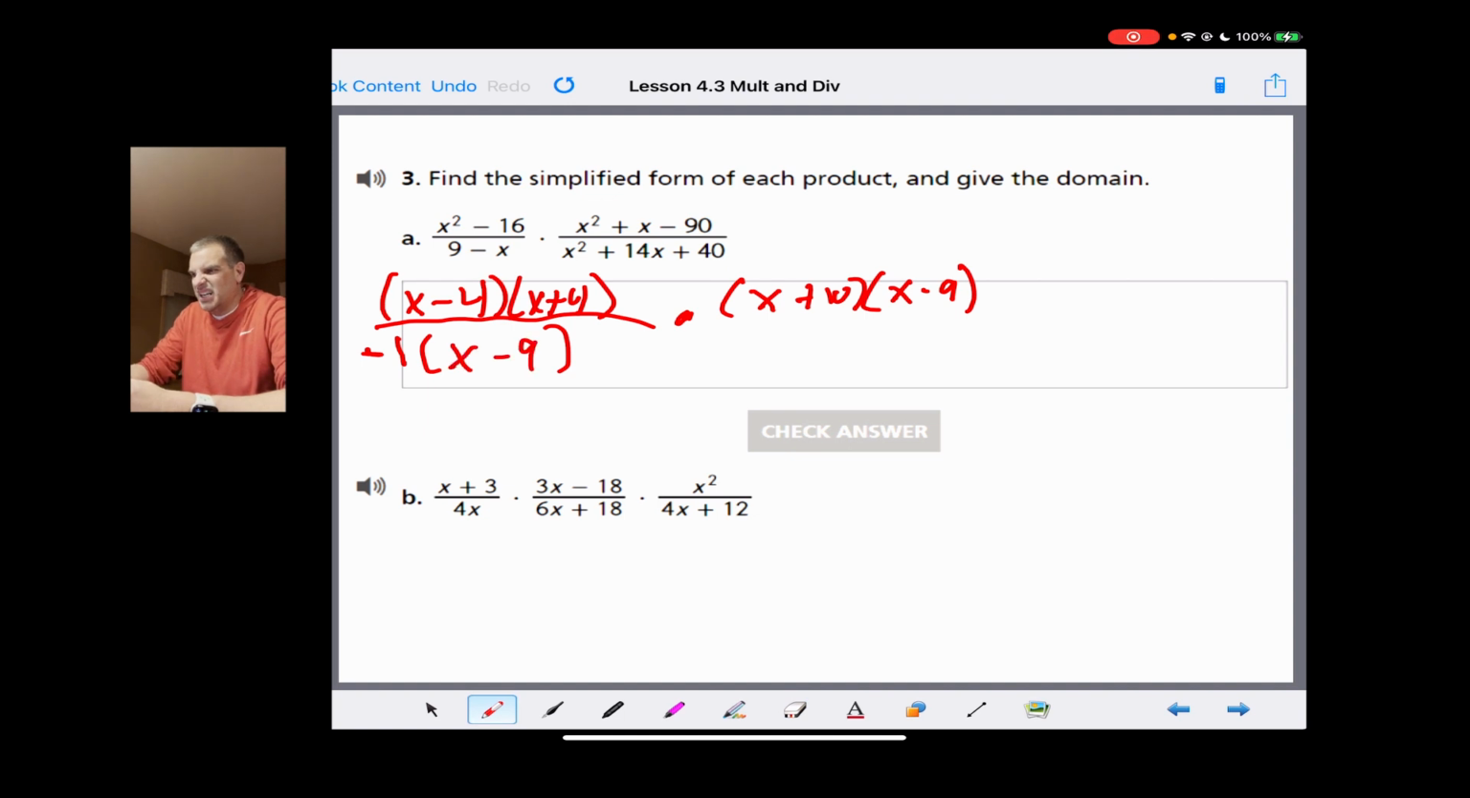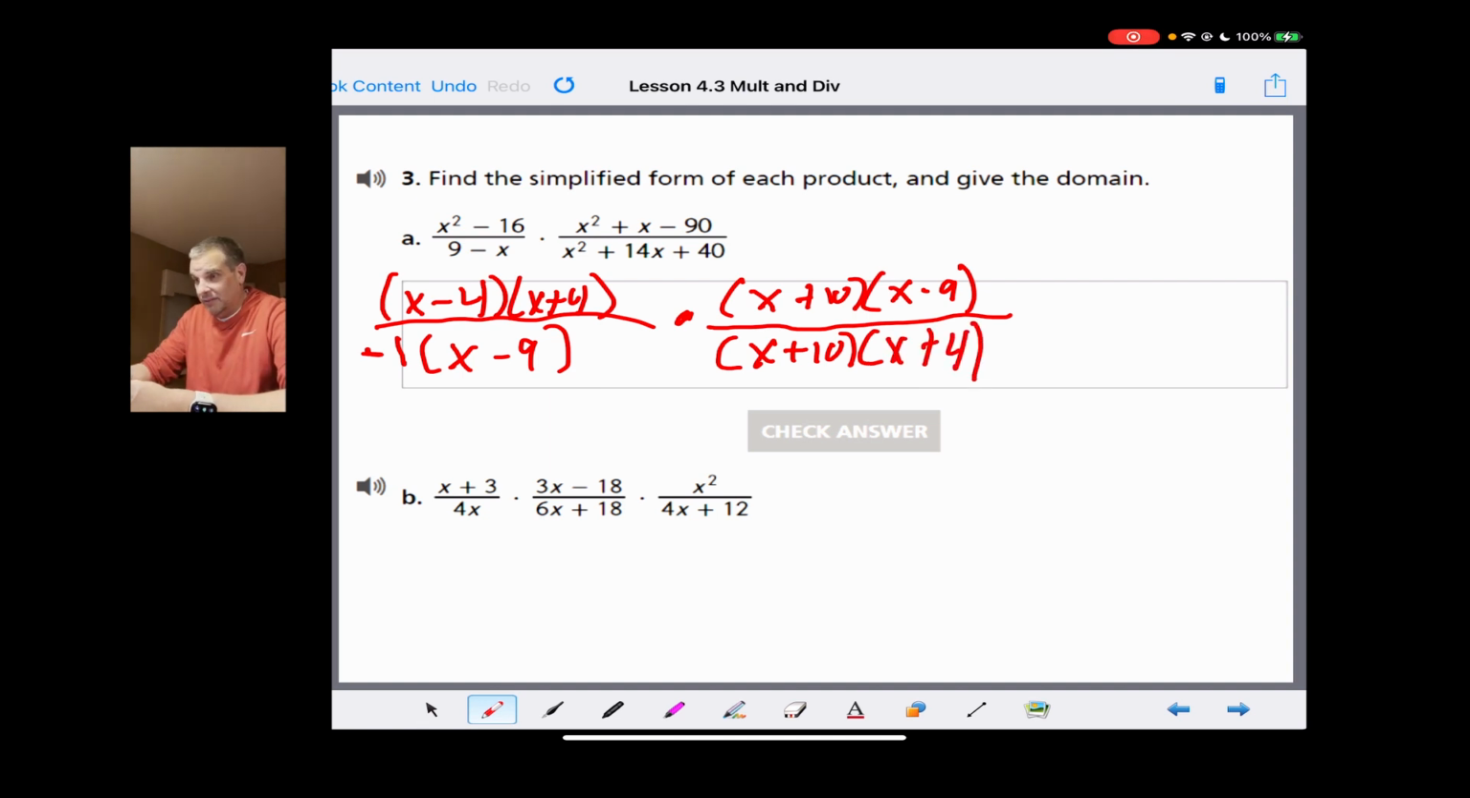How did I notice it? I noticed this was x minus 9 over here. So because that was x minus 9, I figured I had to have one on the bottom. So that's a nice way to double check. Sorry about that. On the bottom, so x plus 10, x plus 4.